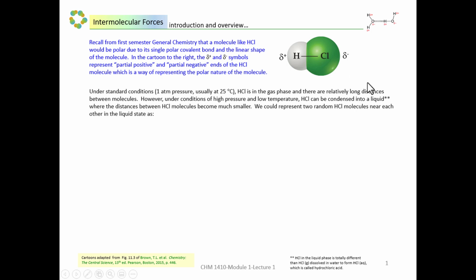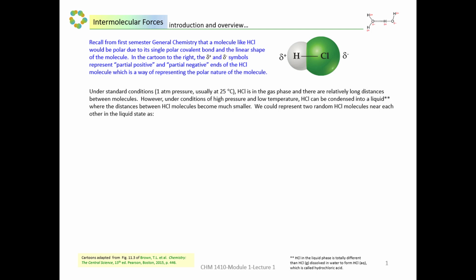Under standard conditions, and remember standard conditions means 1 atmosphere of pressure, usually at 25 degrees C, HCl is actually in the gas phase, and there are relatively long distances between HCl molecules. However, under conditions of high pressure and low temperature, HCl can be condensed into a liquid.